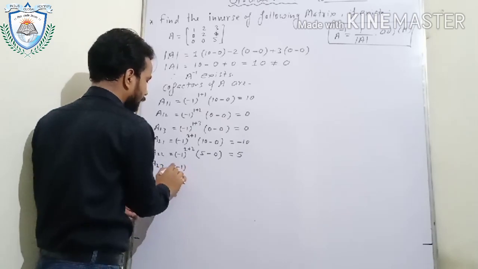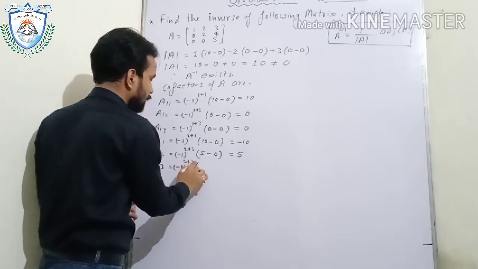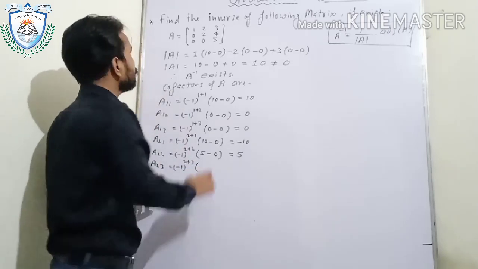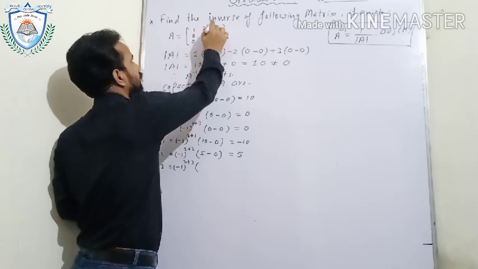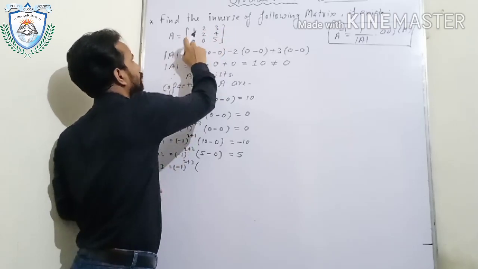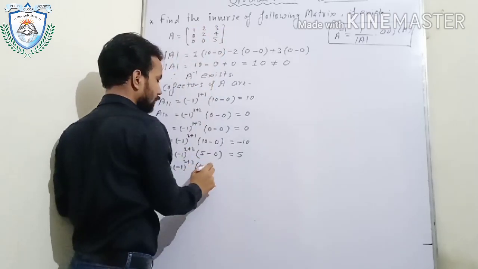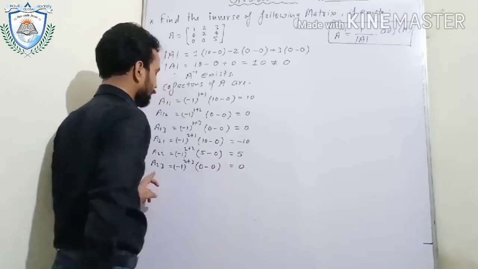Now A23, minus 1 to the power 2 plus 3. For A23, we will hide second row, third column. So 0 into 1, 0. Minus 0 into 2, 0. So this will be 0.